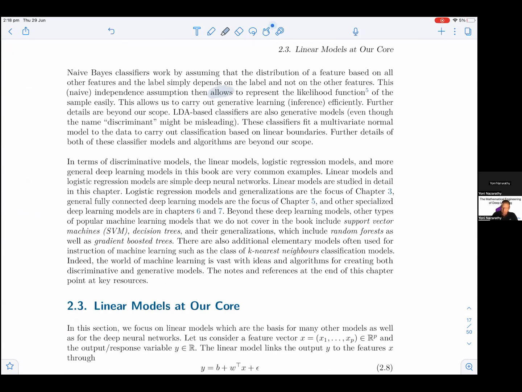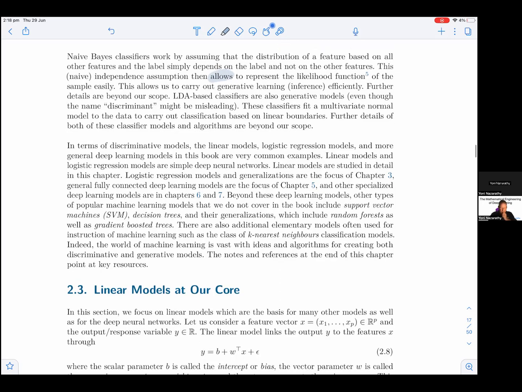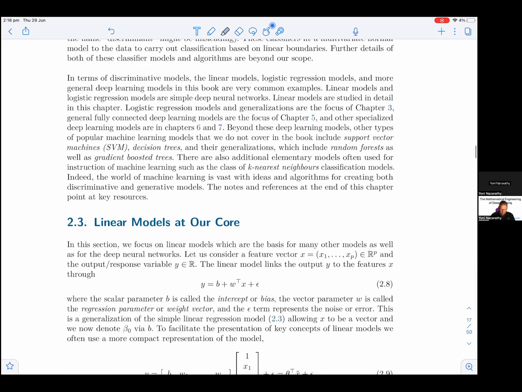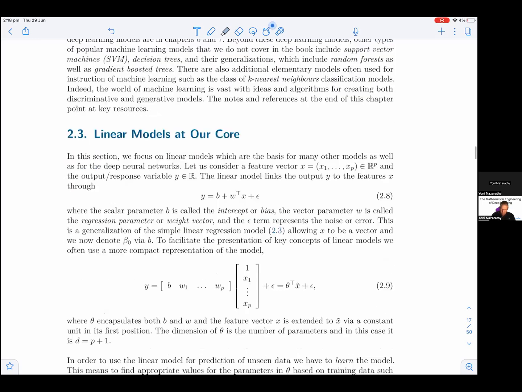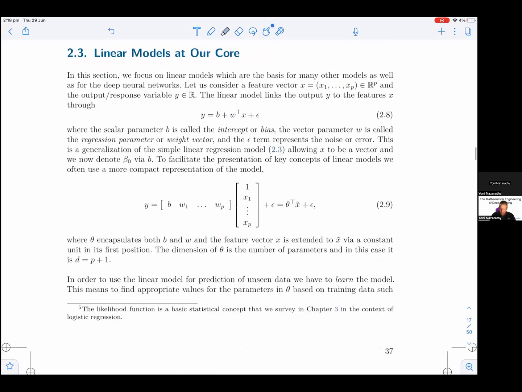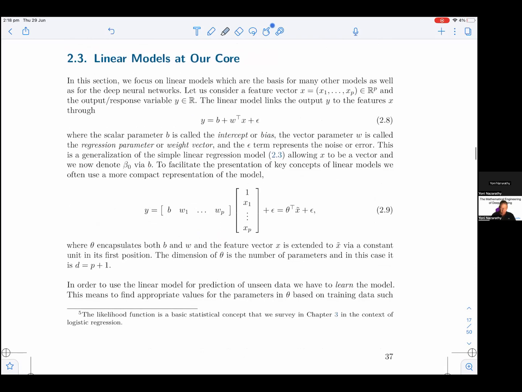LDA-based classifiers are also generative models, even though the name discriminant might be misleading. These classifiers fit a multivariate normal model to the data to carry out classification based on linear boundaries. Further details of both of these classifier models and algorithms are beyond our scope. Just a footnote, the likelihood function is a basic statistical concept that we survey in Chapter 3 in the context of logistic regression.